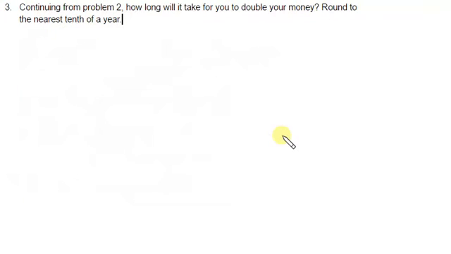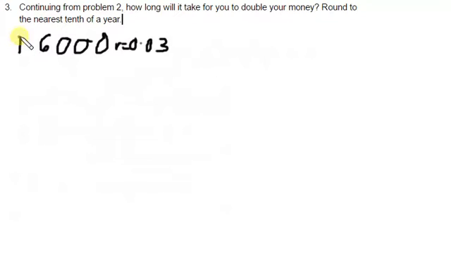Problem 3. Continuing from problem 2, how long will it take for you to double your money? Round to the nearest tenth of a year. Now, if you remember from problem 2, we were given that the principal, or the initial amount, was $6,000, and the rate of interest was 3% or 0.03. So this is R, and this is P. And right now, in this problem, we don't know the time. We want to find out how long it will take.